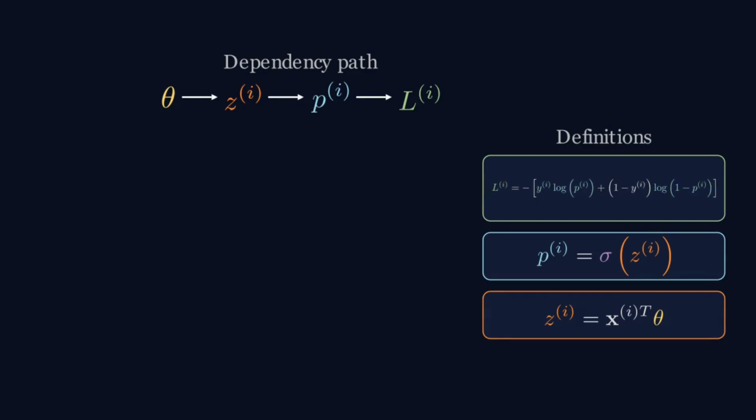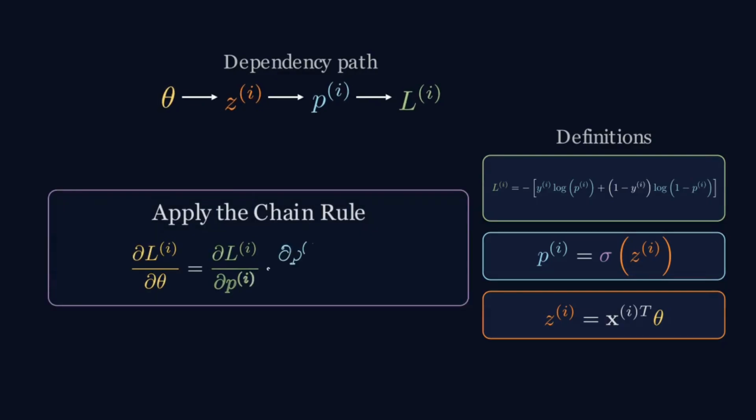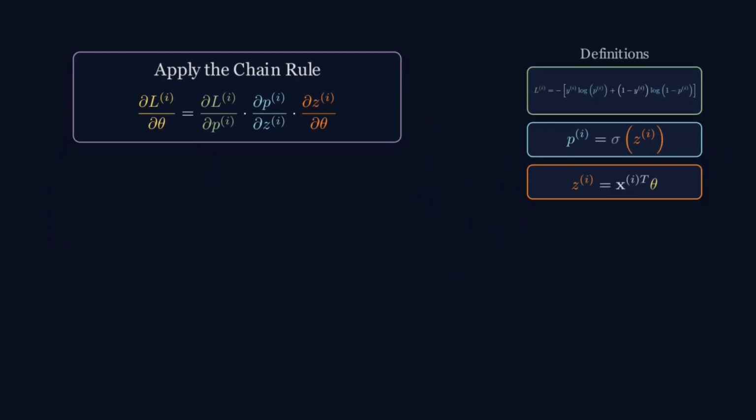And because the effect of theta has to travel through multiple functions before reaching the loss, this is exactly where the chain rule comes in. So let's see how this works. Since the total loss is just the average of all individual losses, let's first understand how to differentiate one training example. So a reminder of the chain rule, I've written it on the board.